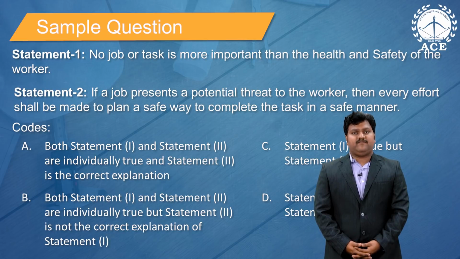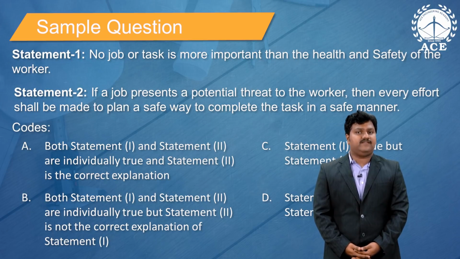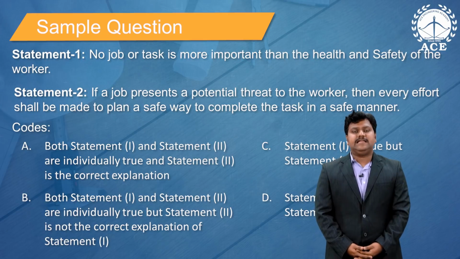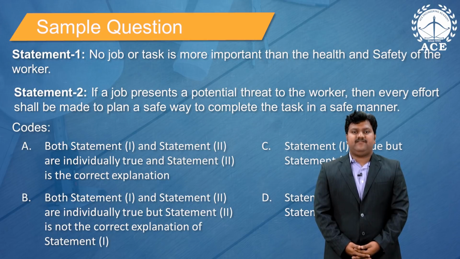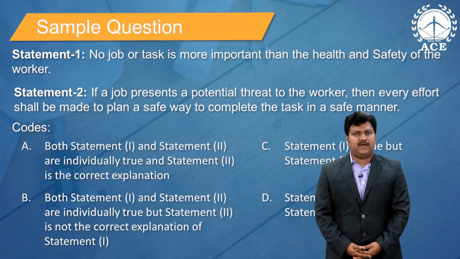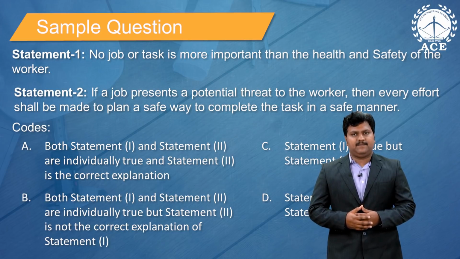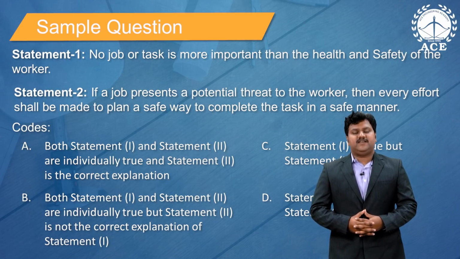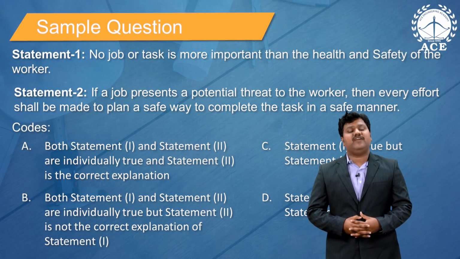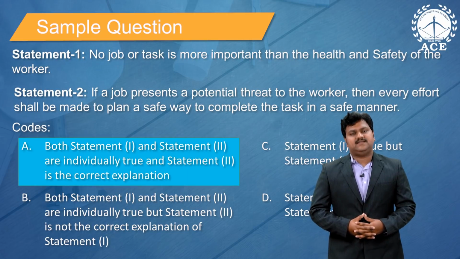Here, the first statement says no task or job is more important than the health and safety of the employee. That is a correct statement in terms of safety. And the second statement says, in terms of safety, if a job presents any potential threat, then every effort shall be made in order to minimize that threat situation. So, this completely explains statement 1. In order to make the employee completely safe at the workplace, this is very important. So, the first statement is correct, the second statement is correct, and a very good explanation of statement 1. So, the answer is option A.